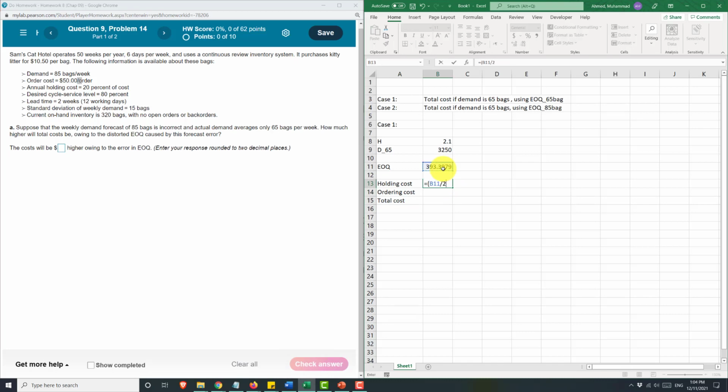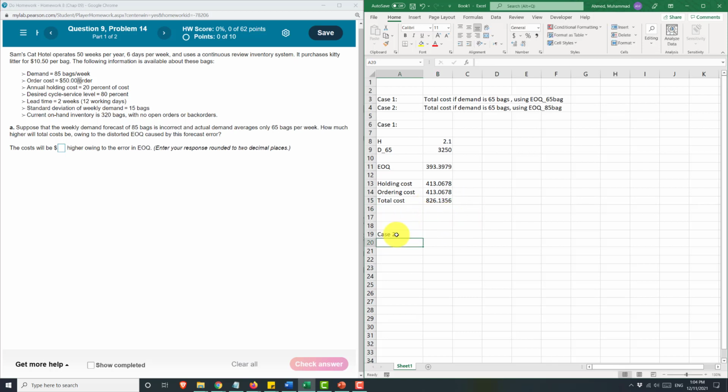Q is just the EOQ quantity times the holding cost H, and then the ordering cost is going to be your annual demand divided by your Q times the ordering cost S, which in this case is $50 per order. Okay, when everything matches, like your EOQ is the right EOQ, these two costs are going to be equal, and the total cost will be this plus this, so $826.